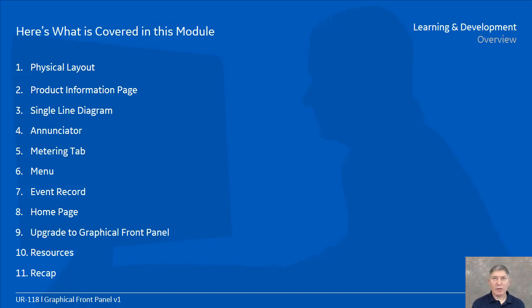to the UR-118 module that covers the graphical front panel. In this module, we'll cover the following topics: the physical layout, the product information page, single line diagram, the annunciator, metering tabs, the menu, the event record, home page configuration, step-by-step instructions to upgrade to the graphical front panel. We'll take a review of the resources, where to find additional information about the graphic front panel, and finally a recap of the course. So let's get started.